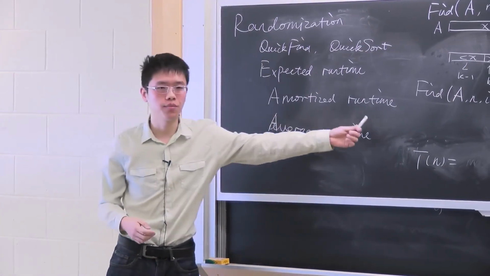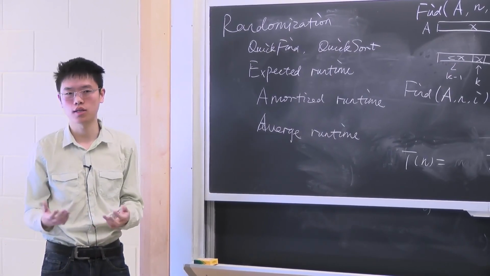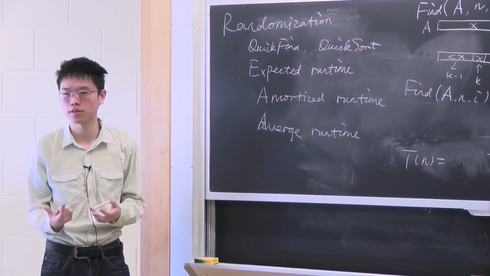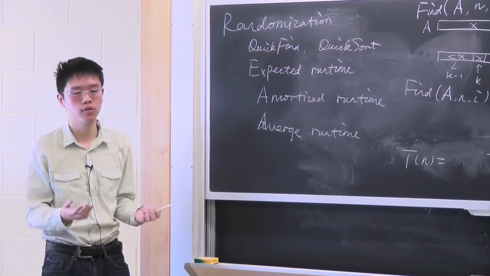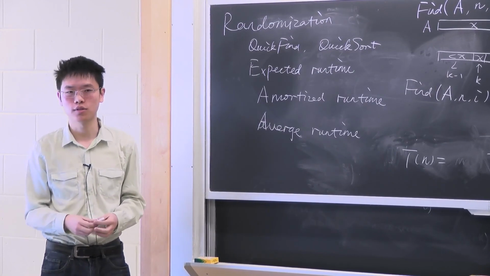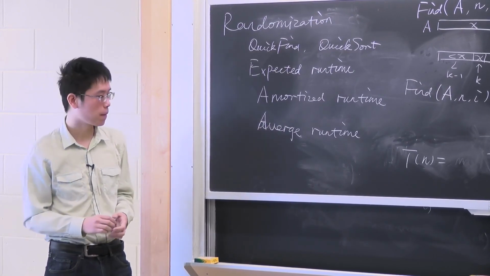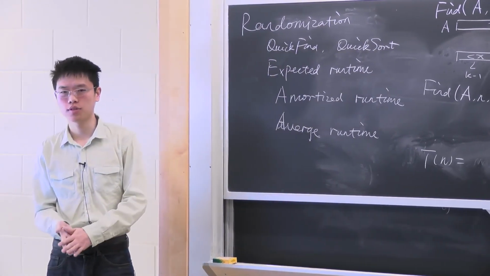Amortized runtime is slightly different again from these two, because it takes the average over the number of operations. You're doing many operations in a row, and some of them take longer, some of them take shorter, and you take the average over those. Okay, that's today's recitation. Any questions?